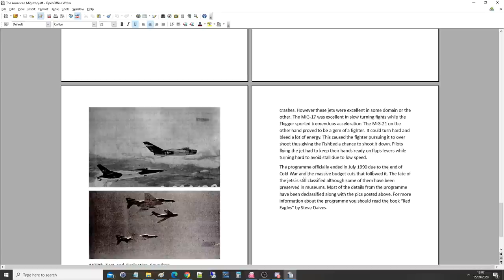The fate of the jets is still classified, although some of them have been preserved in museums. Most of the details from the program have been declassified, and I've got a massive document showing the results, along with the pics posted above. You should read the book Red Eagles by Steve Davies.